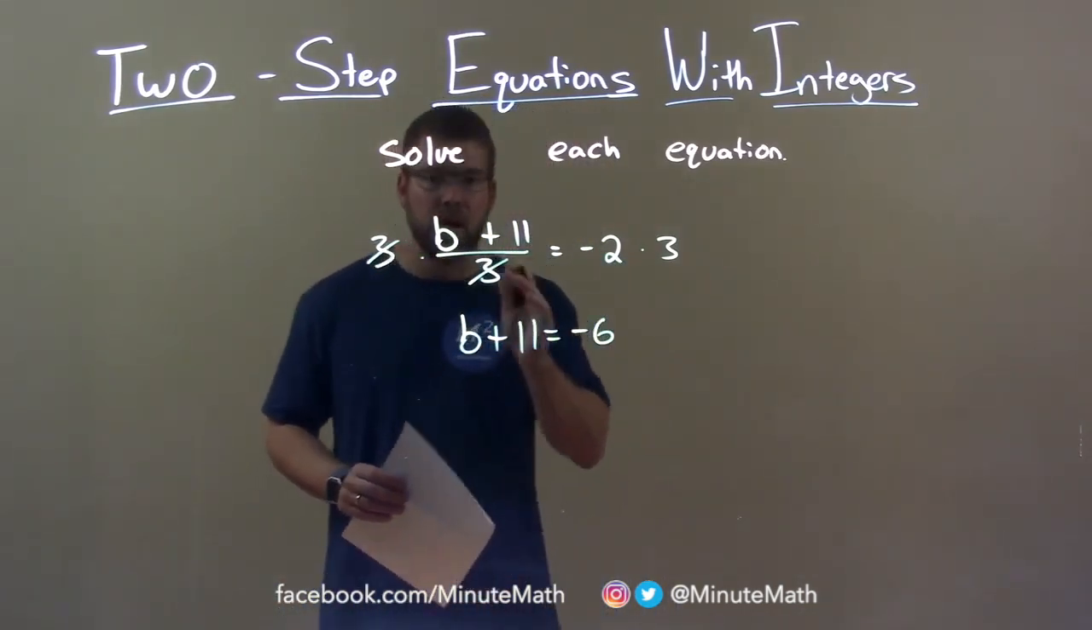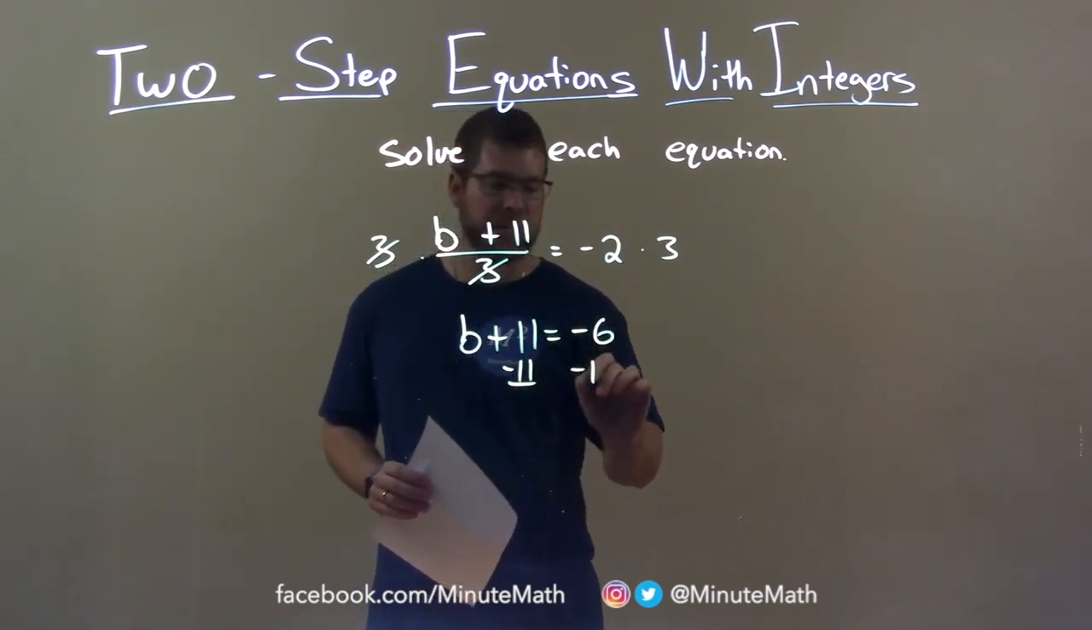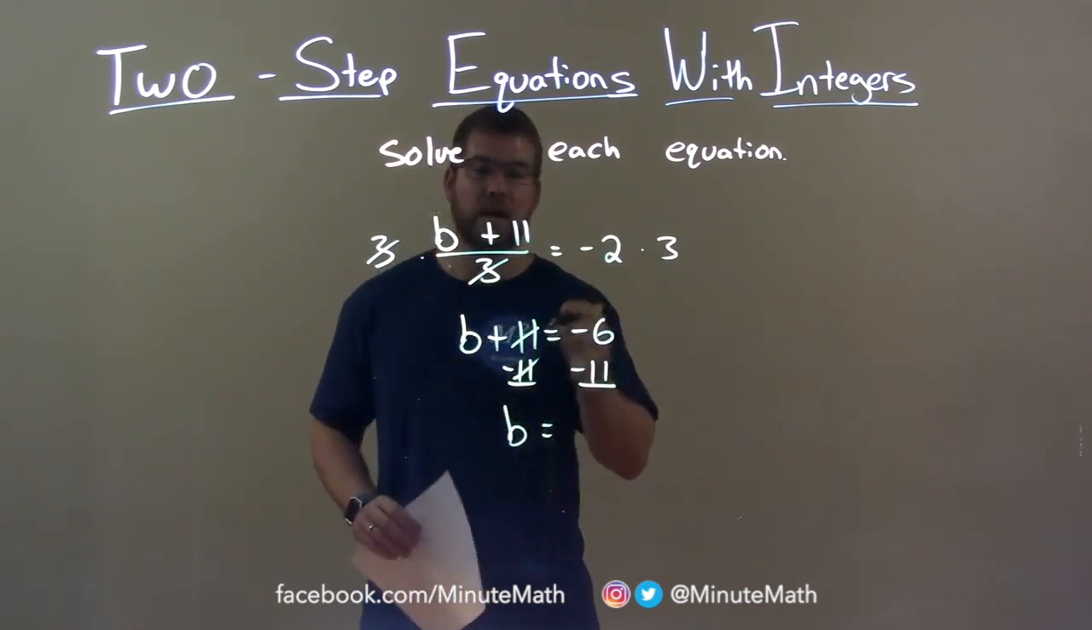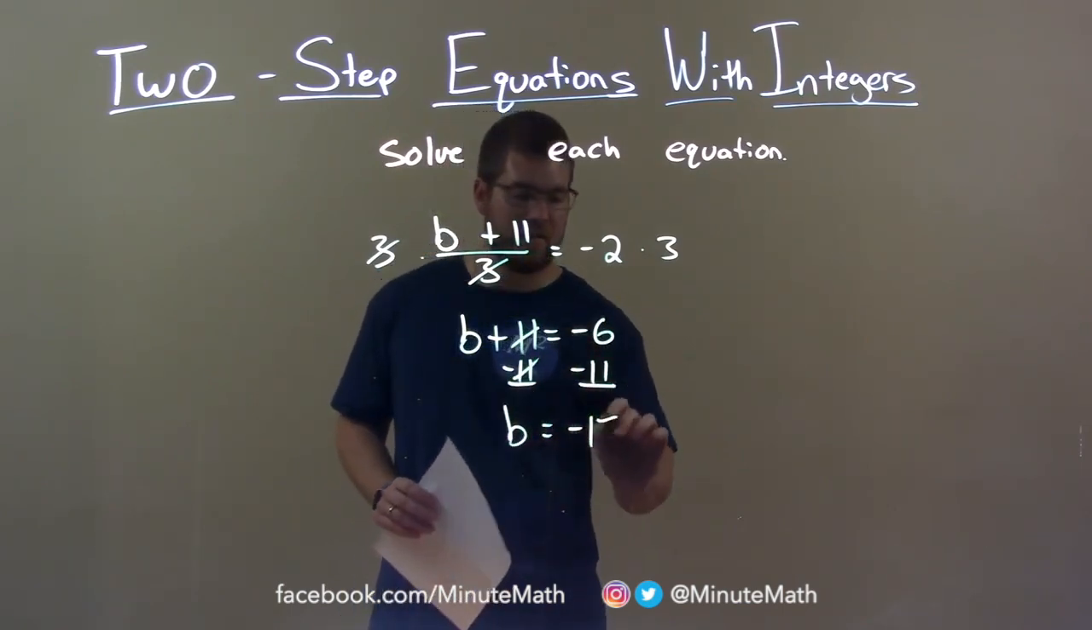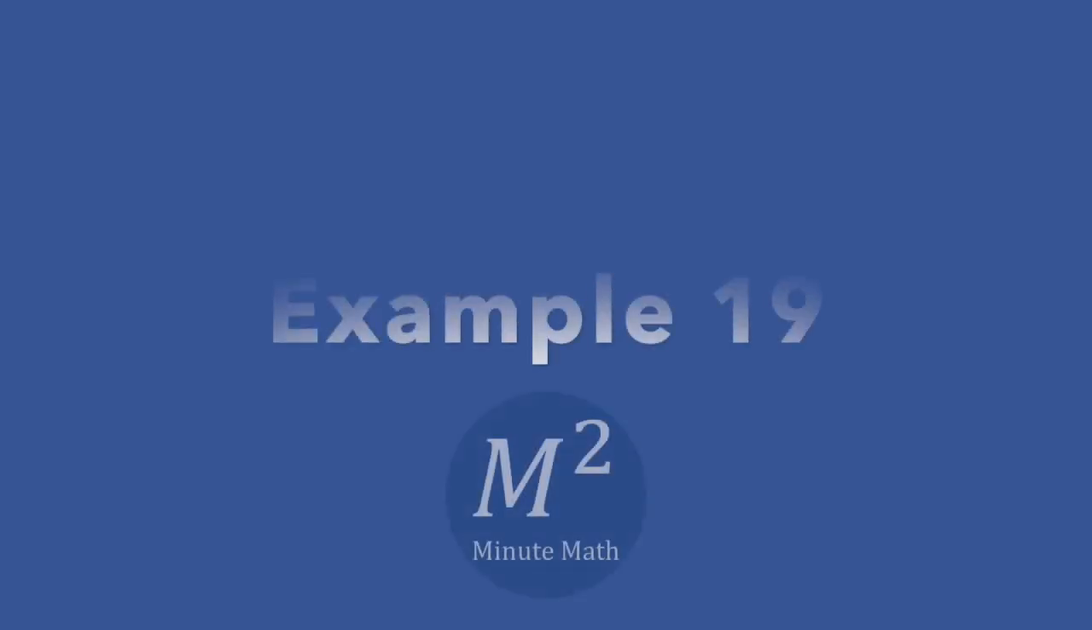on the right. Now, we subtract 11 from both sides, because opposite of addition, subtraction. 11's cancel, giving me b by itself on the left. Negative 6 minus 11 is a negative 17. And so our final answer is b equals a negative 17.